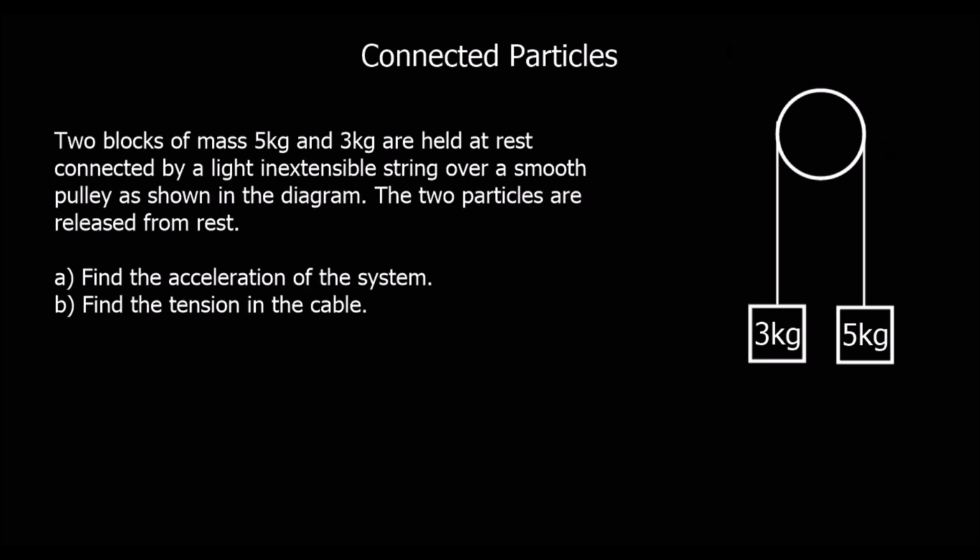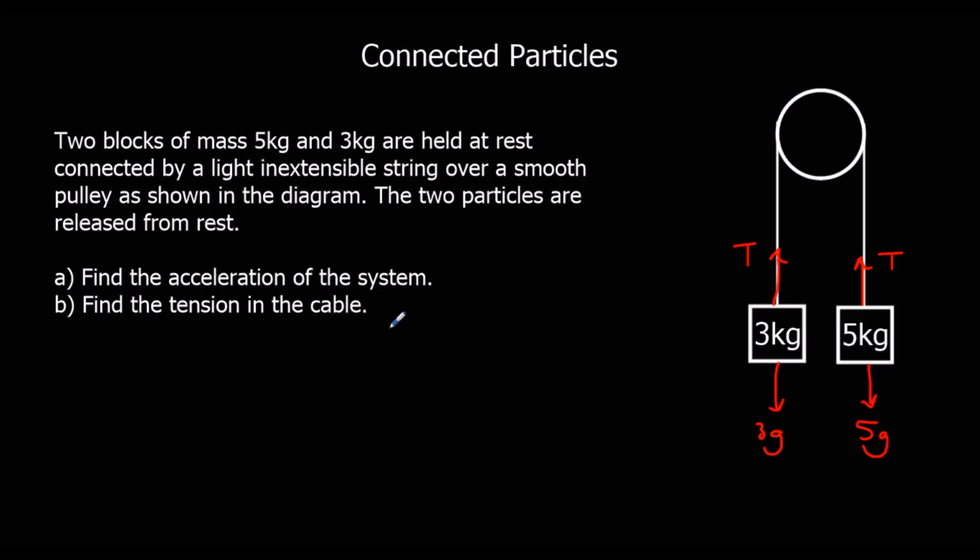Okay, here we've got a different question. We've got a pulley. So we've got two blocks of 5 kilograms and 3 kilograms connected by a light inextensible string over a smooth pulley as shown in the diagram. And we're just releasing them from rest. So let's draw the forces. We've got the weights of 3g and 5g, and we've got the tensions pulling both particles up this time.